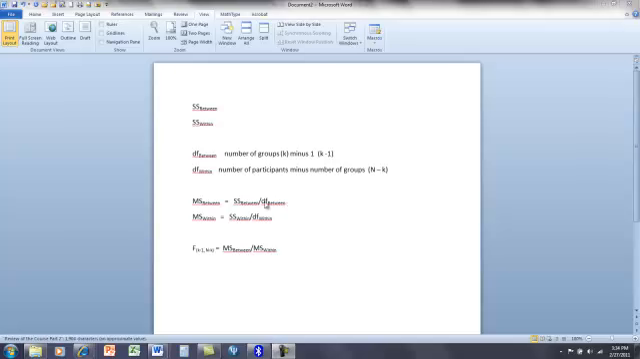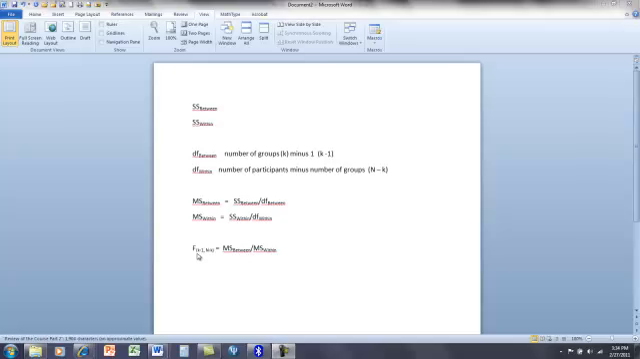We're then going to compute values called mean squares, and the mean square is like a mean. We have a value, we divide by a number, we get a mean. The mean squares between is the sum of squares between divided by the degrees of freedom between. And the mean squares within is the sum of squares within divided by the degrees of freedom within. We want these two values. These two values are used to compute the F ratio.